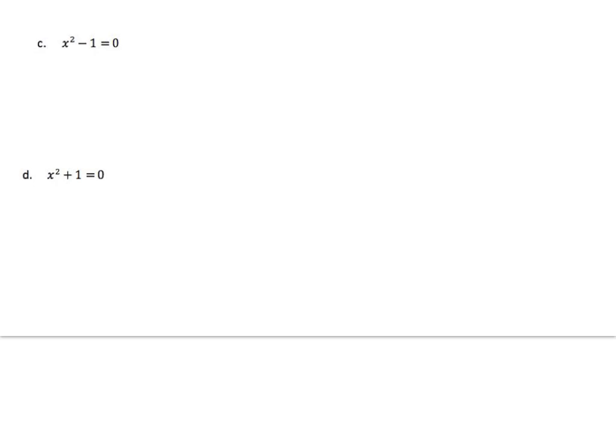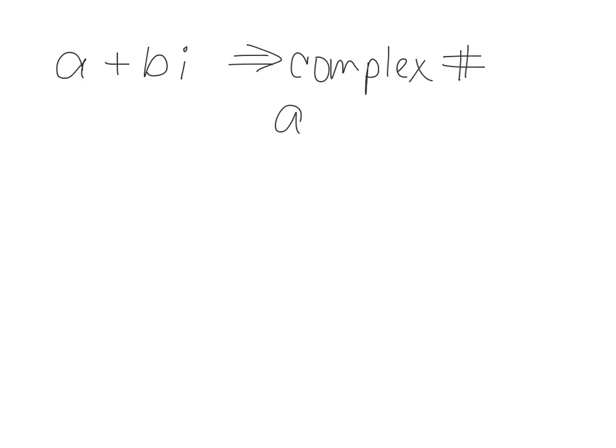Oh, we already did this. I needed to explain one more thing to you. I almost forgot. Okay, this is called a complex number. Okay, we have a and b are real.